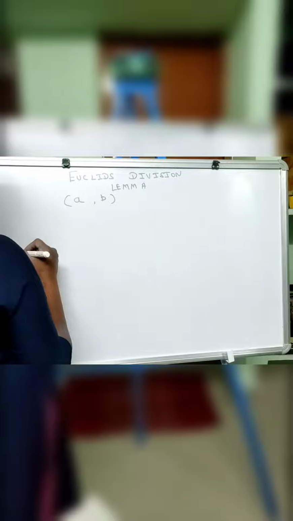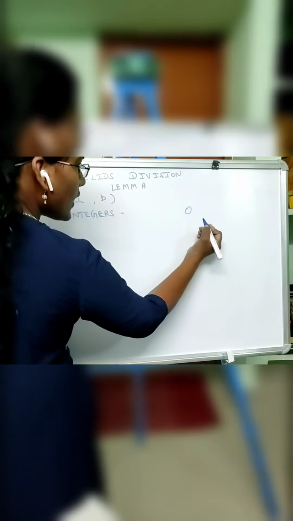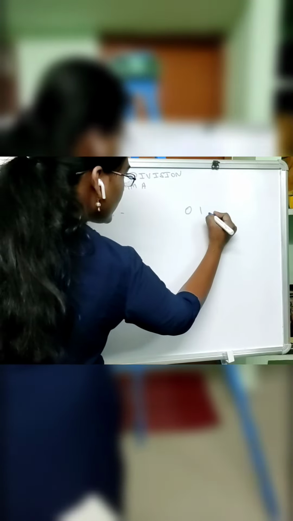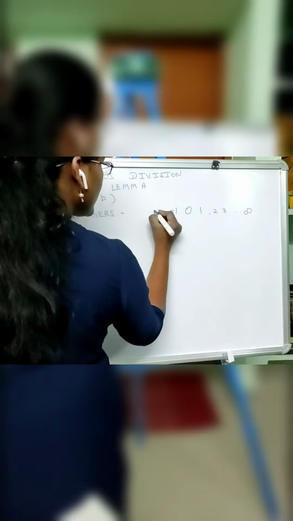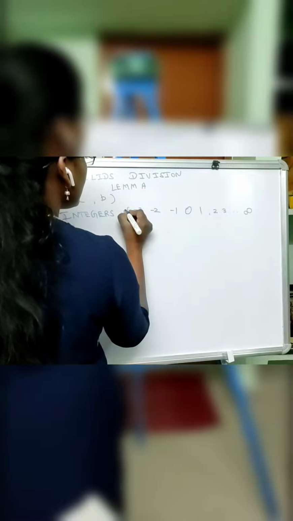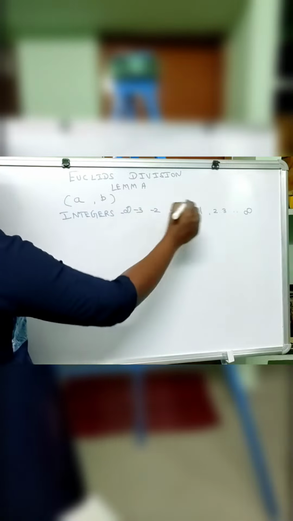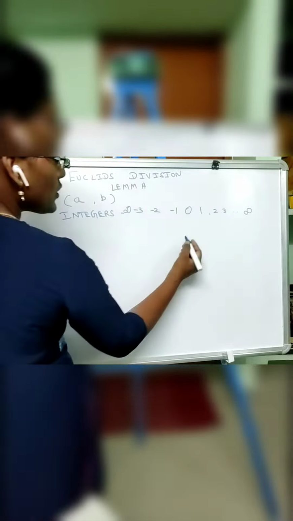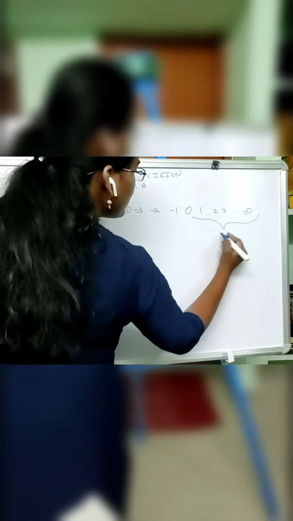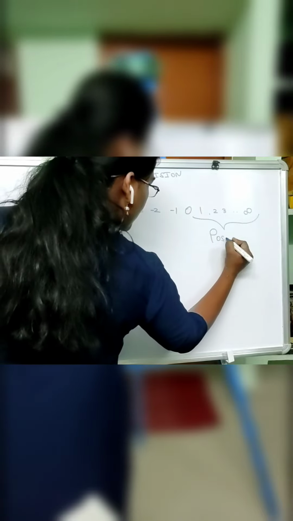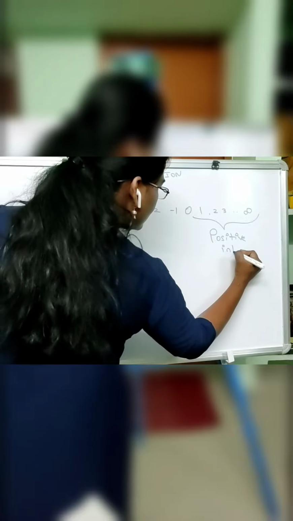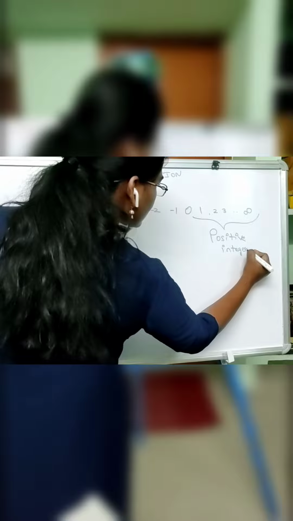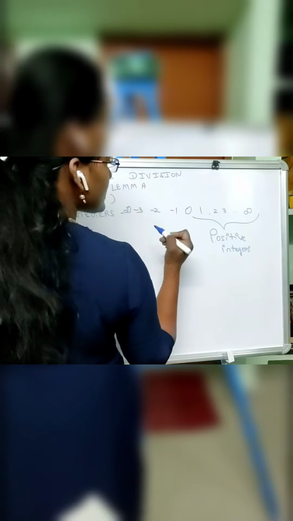integers a and b. What are positive integers? 0, 1, 2, 3 up to infinity, and minus 1, minus 2, minus 3 up to infinity. These are integers. So what are positive integers? These are the positive integers. These can be said as the positive integers.